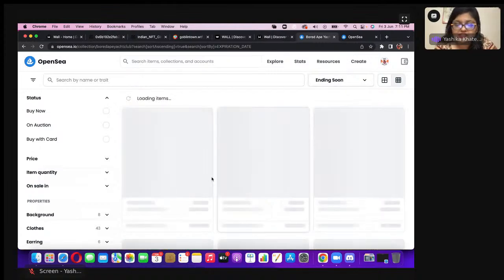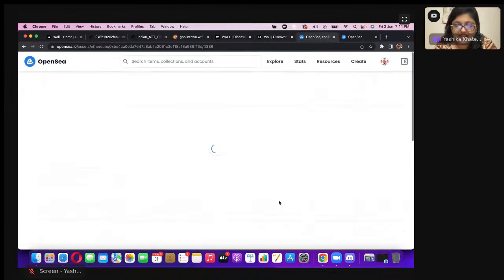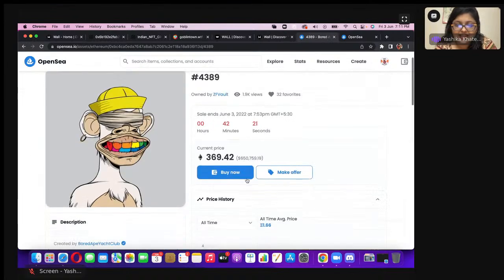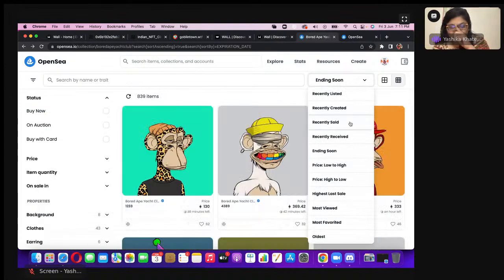Ending soon, which means which NFTs are on auction and when they are ending. So you see here, 42 minutes left. Within 42 minutes I can decide if I want to make an offer or buy at the current price or not. Because this has a rare combination of rainbow teeth, very weird though, I can decide if I want to buy that or not.